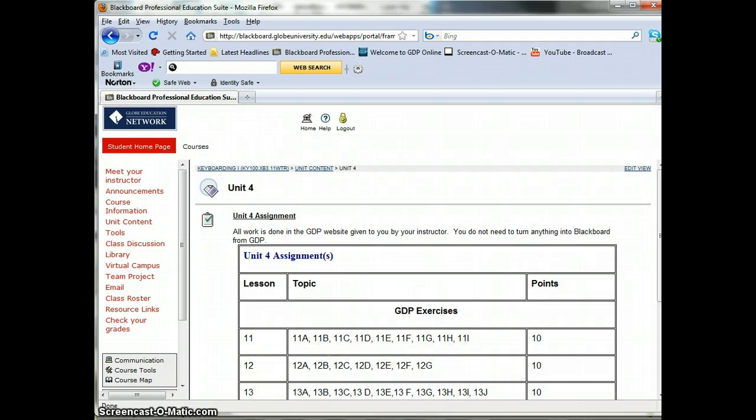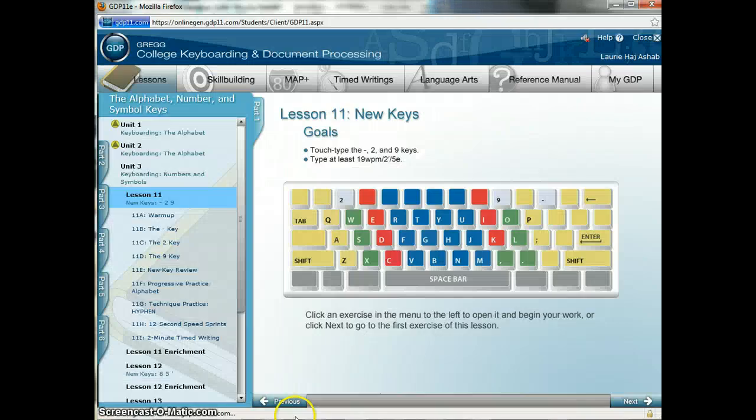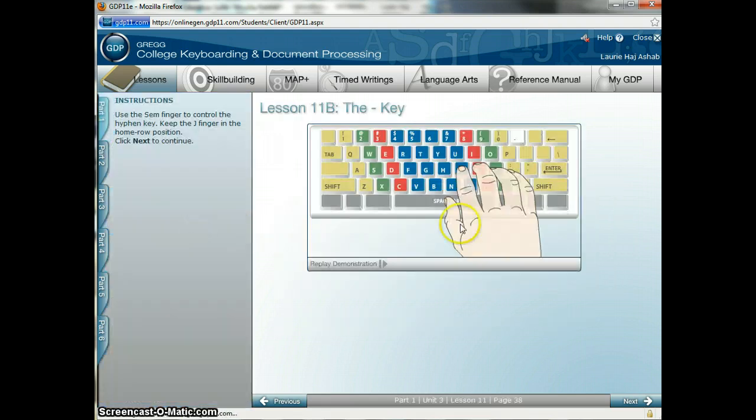Okay. Now I'm going to go into the actual GDP online, and here's lesson 11. You know that you're going to be doing your warm-up, and the keys that we're going to be learning in lesson 11 are the hyphen, the number 2, and the number 9. To start out with the hyphen, you're going to be reaching up with your semicolon finger. And notice that the hyphen is on the bottom of the key, so you don't have to shift for it.